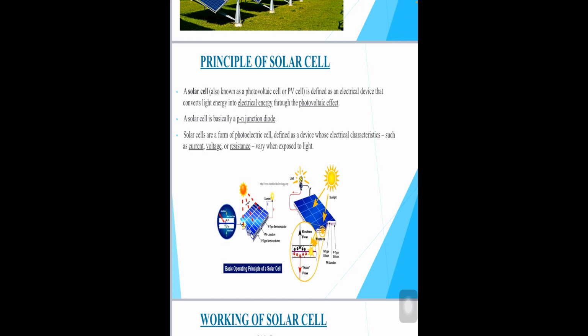Solar cells are a form of photoelectric cells, which are defined as a device wherein electrical characteristics such as current, voltage or resistance vary when exposed to light. Now you can see the basic operating principle of a solar cell here. You can see the N-type semiconductor, PN junction, P-type semiconductor. It is connected to produce a current with the help of the sun's energy.